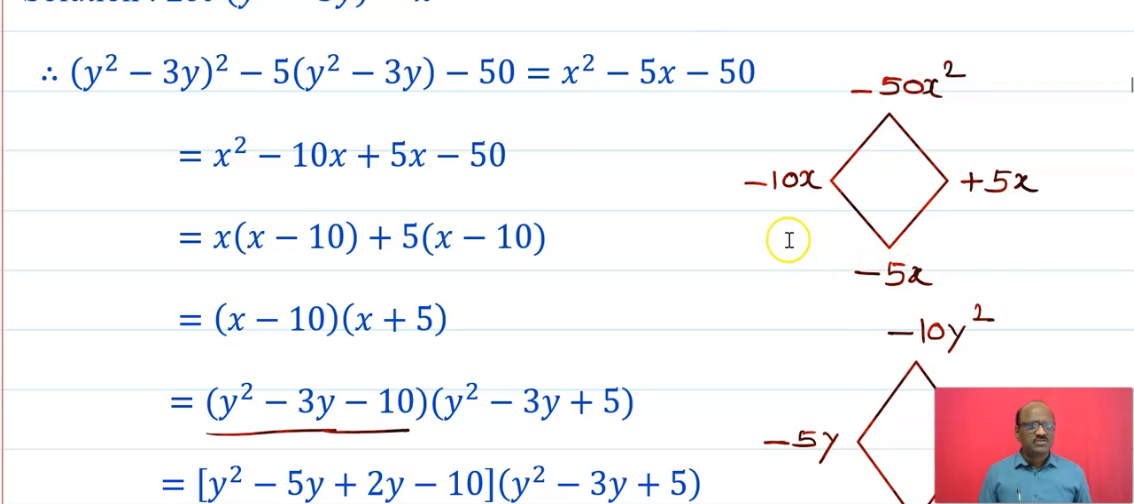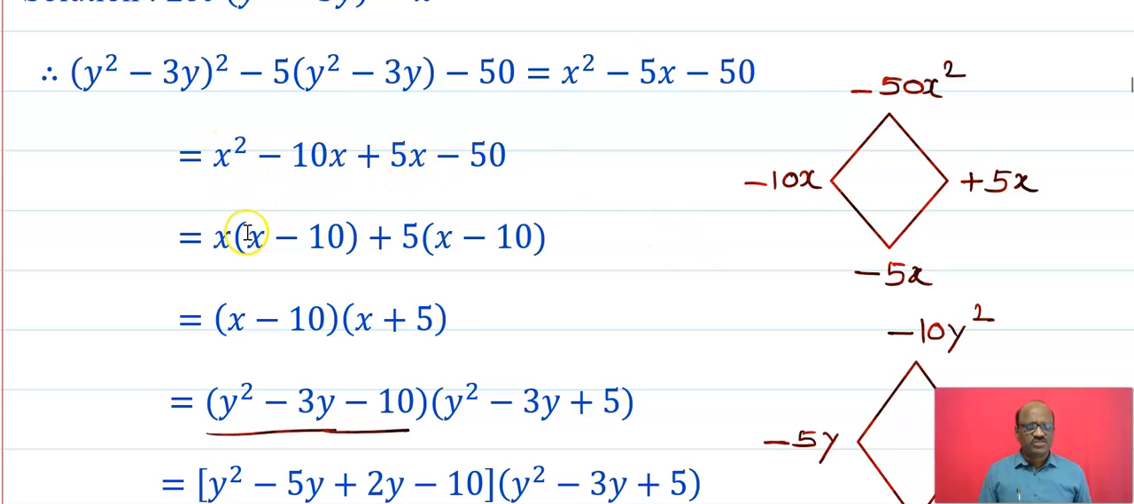What are the two numbers whose product is -50x² and their sum is -5x? The numbers are -10x and +5x. Their sum is -5x. And -10x into +5x, their product is -50x². Therefore, here -5x can be written as -10x + 5x.